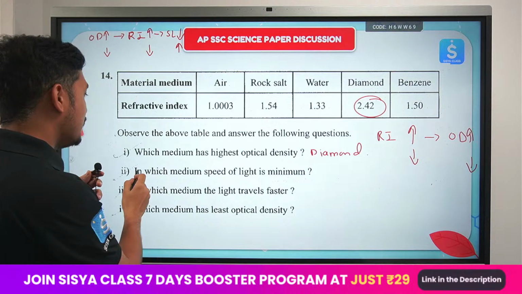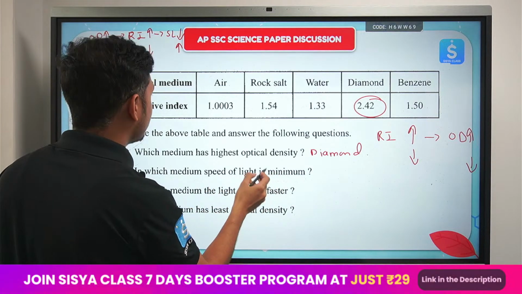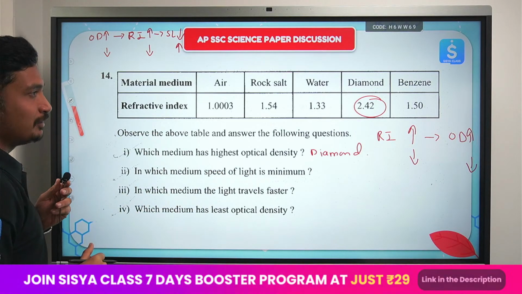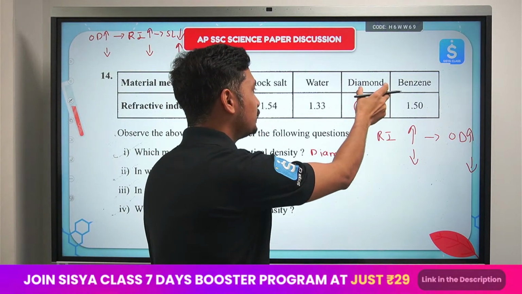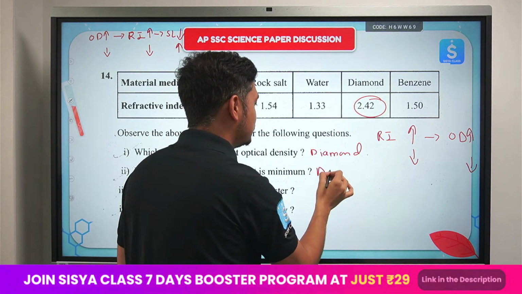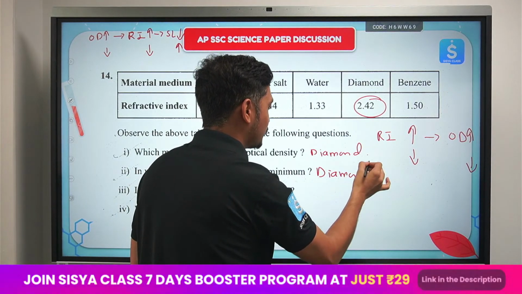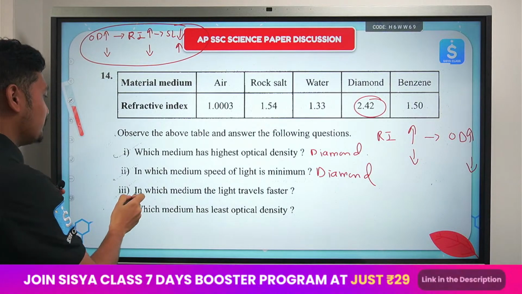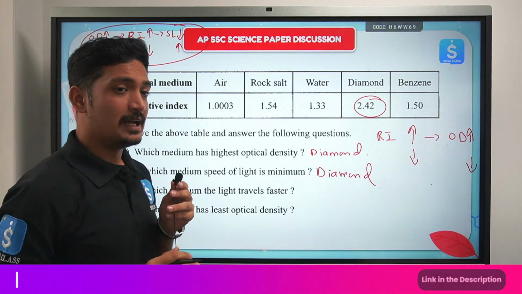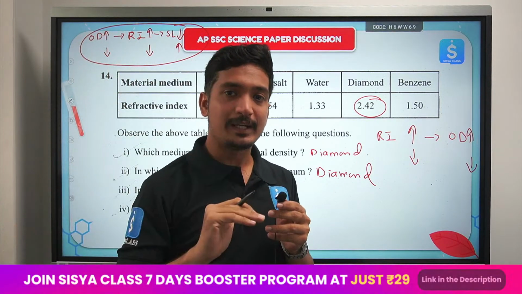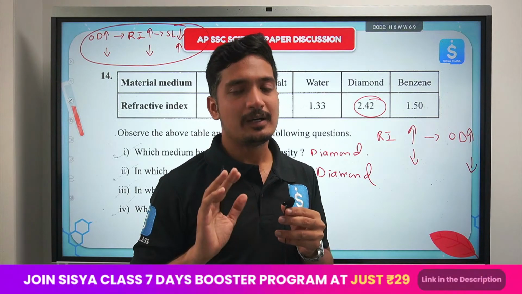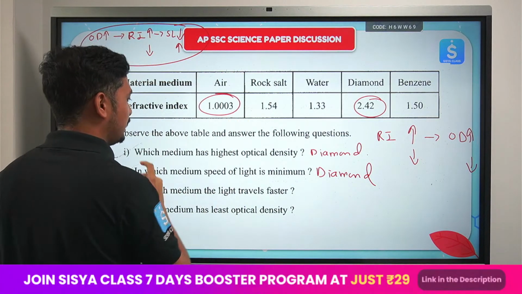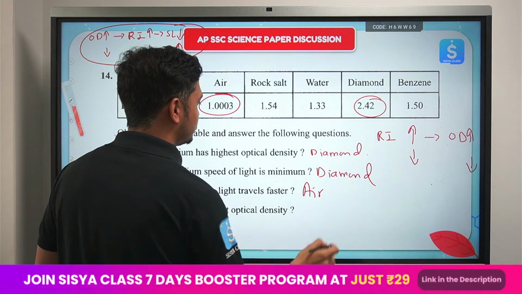In which medium is the speed of light minimum? If we want to find the minimum speed of light, we'll find the maximum refractive index, and the maximum refractive index over here will be again diamond. So the second answer is again diamond. If you use this, your question will be super easy. In which medium does the light travel faster? Higher speed means lower density, and lower density means low refractive index. The lowest refractive index over here is actually air, and therefore answer number 3 is going to be air.